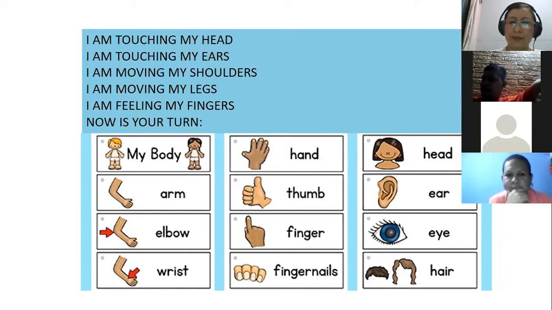I have short hair. I have a strong leg. Aura have blue eyes. Has Claudia. Aura has blue eyes. And Claudia has beautiful green eyes.